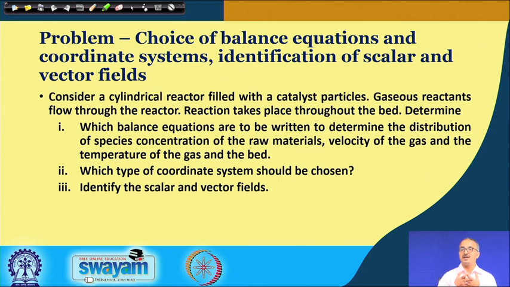Similarly, due to these reactions, properties like density may also be changing, and due to this the flow rate is getting changed, and due to that the velocities are also getting changed. So, all this, how to find the distribution of the velocities. All these things we need to determine. So, what kind of equations we need to write. Second part is, which kind of coordinate system we should choose to do this kind of study. And thirdly, we have to identify which are the scalar fields and which are the vector fields.